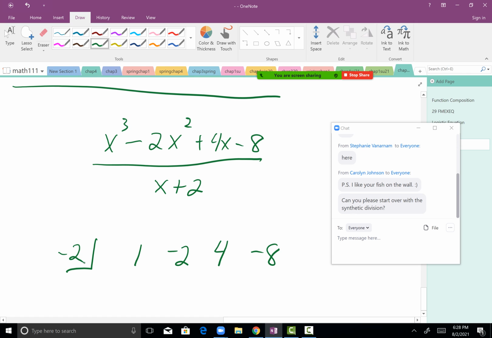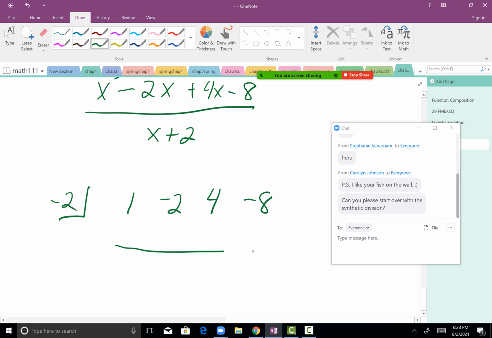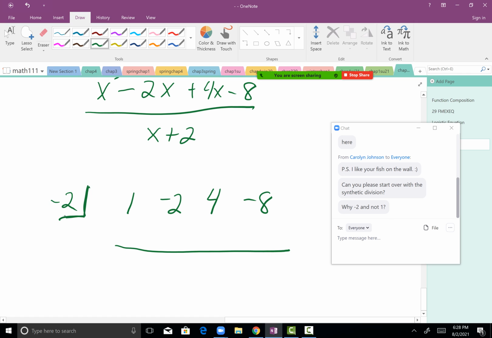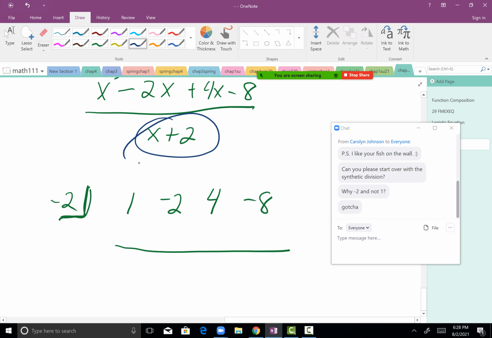So you don't worry about the variables so much. You just worry about those coefficients. And again, this is just a symbol for synthetic division. Why negative 2, not 1? Because you're looking at this. Okay, so it's going to be the opposite. Okay, good. All right. So remember, the first step in synthetic division is just to drop that 1 down.